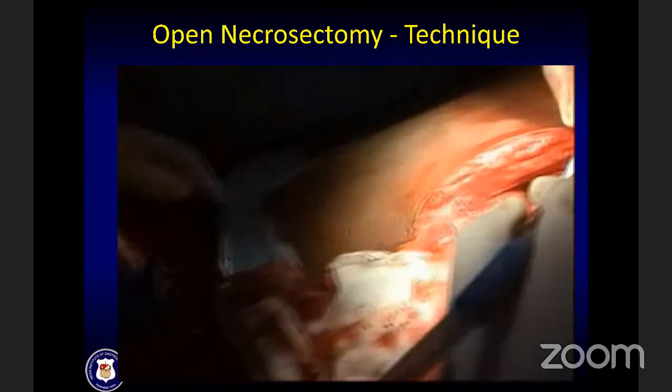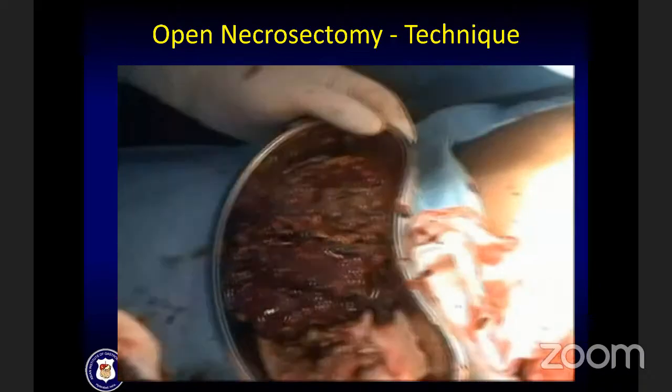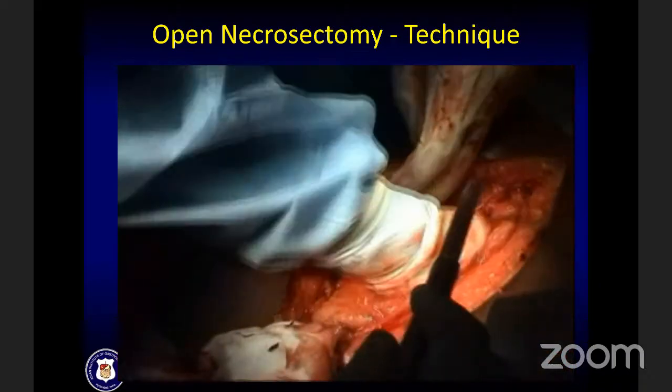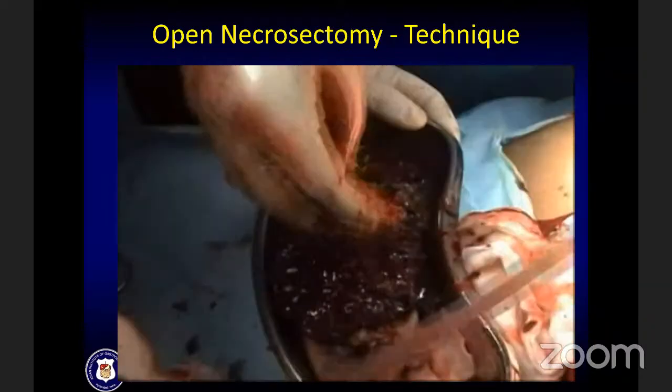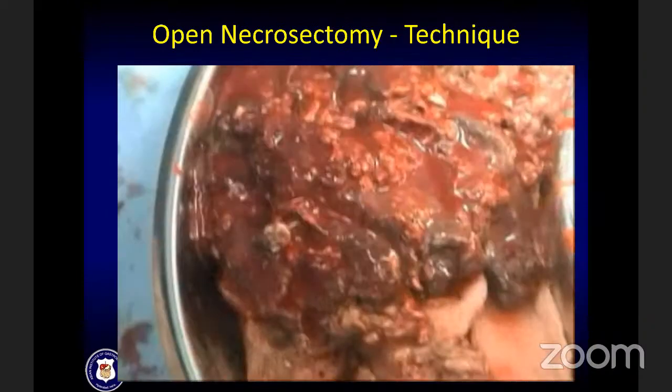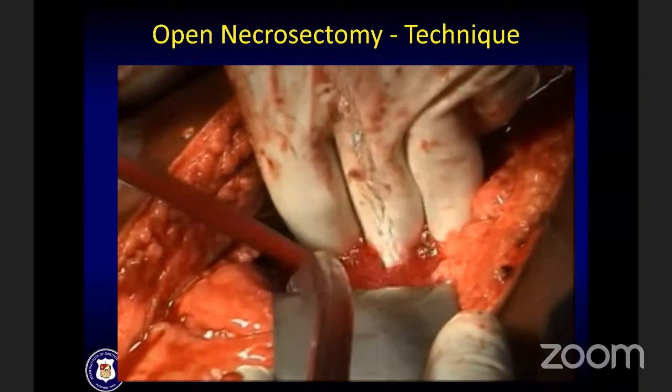Here we prefer to ligate, because it's an open necrosectomy. We can ligate these suspicious vessels. Most of them, though, are thrombosed. We are not sure, so it is better to ligate these rather than blindly breaking these rigid cords.